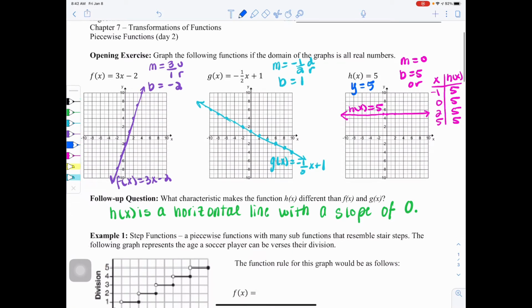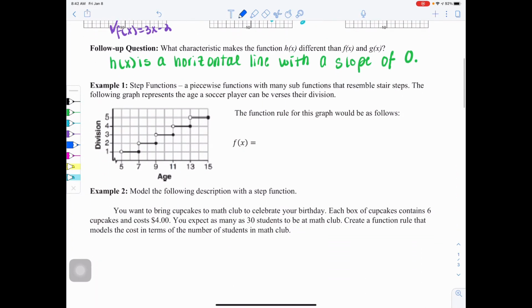All right, let's look at example 1 on step functions. So this is a new type of piecewise function that we need to show you so that you're aware of what it looks like and how it works. Step functions are a piecewise function with many subfunctions that resemble stair steps. So that's where it gets its name from. It looks like stairs. The following graph represents the age a soccer player can be versus their division.